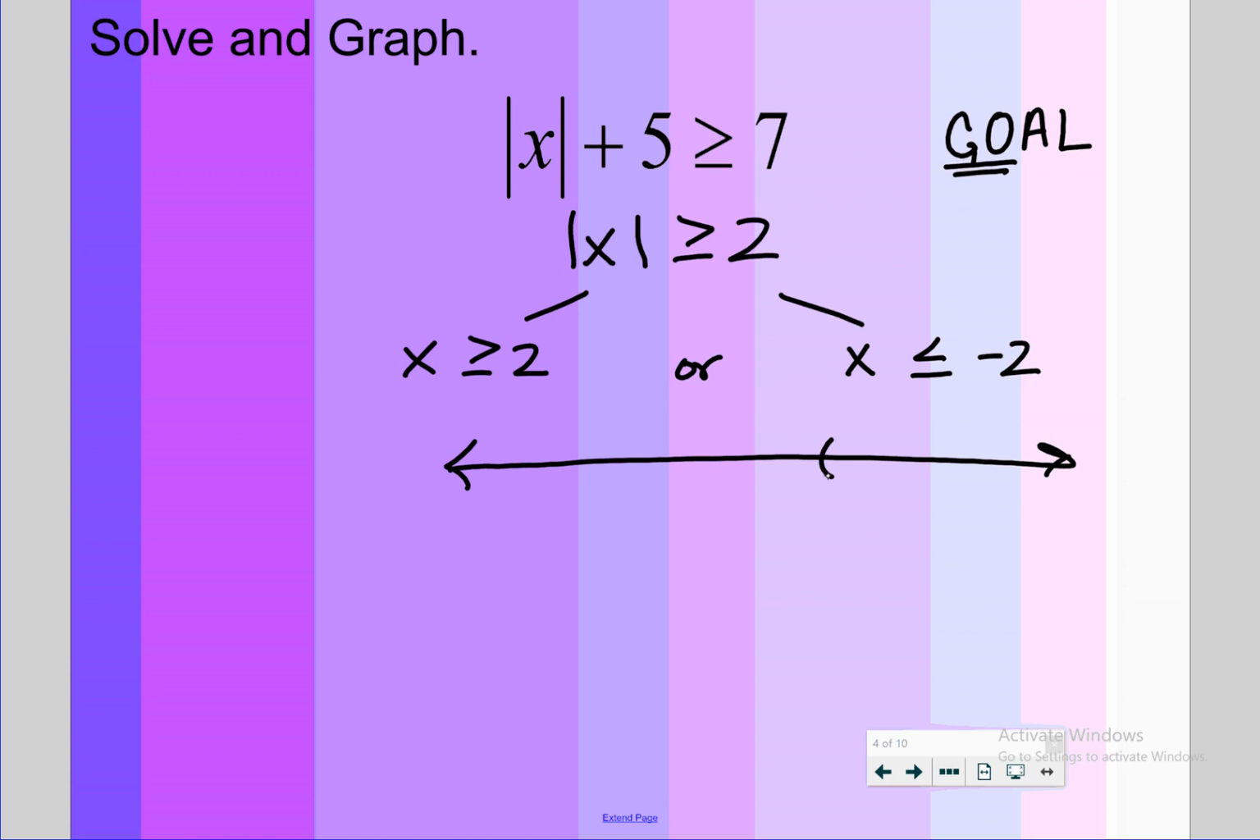So greater than or equal to 2. Oops, I said bracket and I made a parenthesis. Don't do that. There we go. And for less than or equal to -2, it looks like that. Again, distance is more than 2. All right, and then in interval notation, that would be -∞ to -2, union symbol, 2 to infinity.